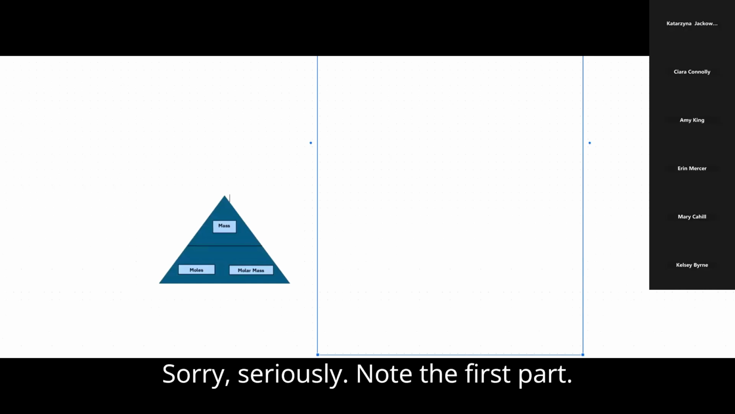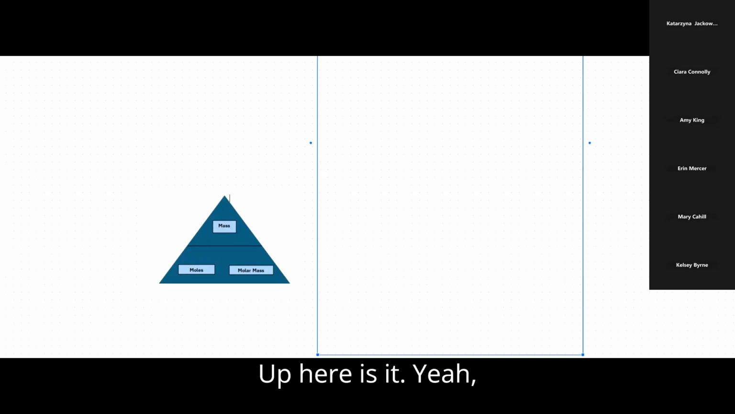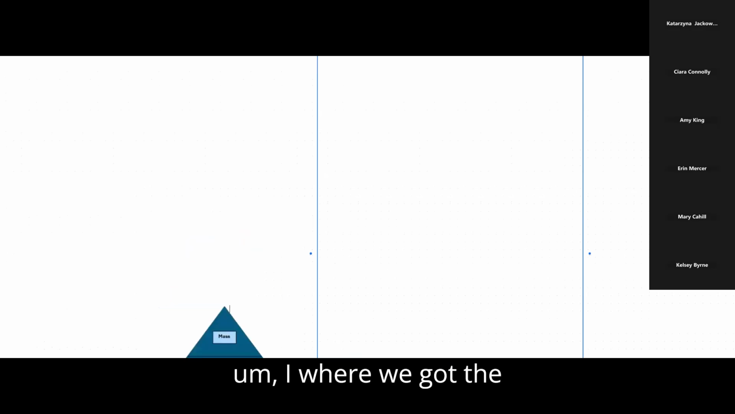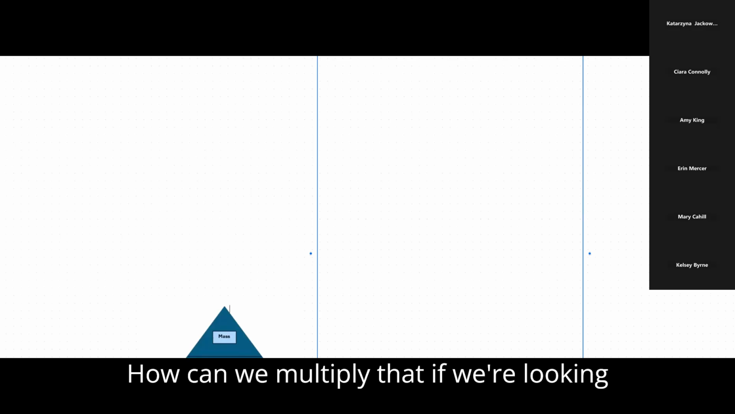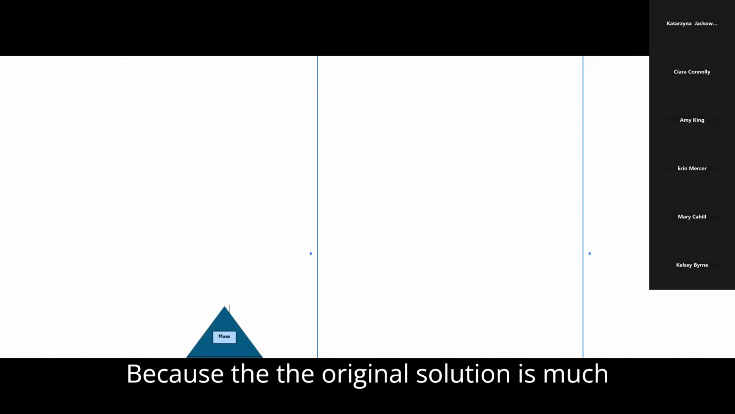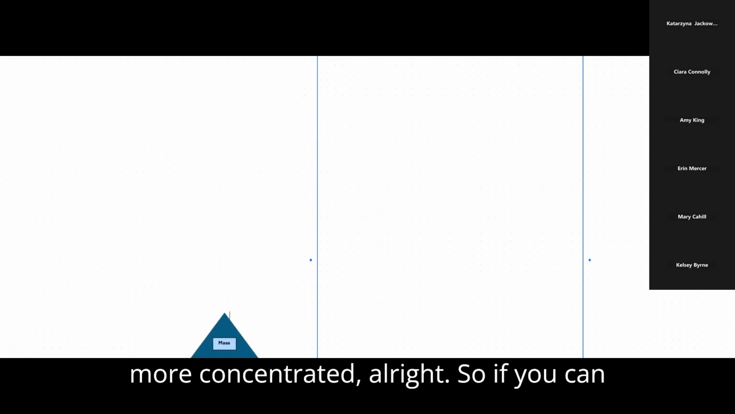Sorry, seriously, no, the first part. Up here, is it? Yeah, where we got the moles per liter times 5. How can we multiply that if we're looking for a smaller volume of the solution? Because the original solution is much more concentrated.